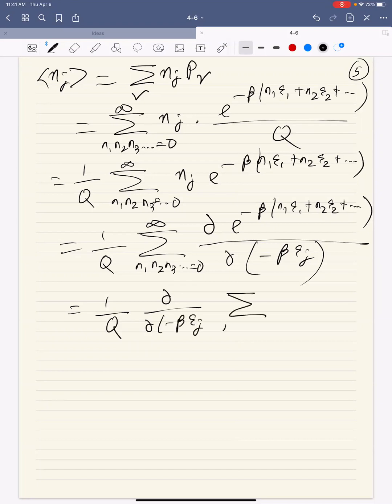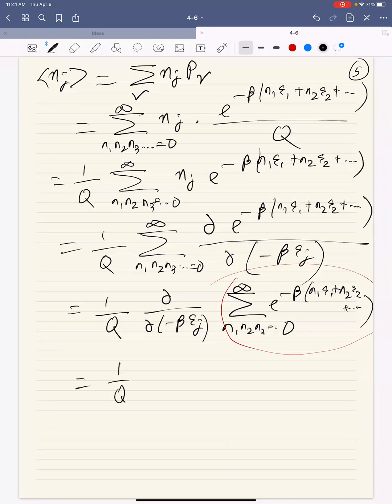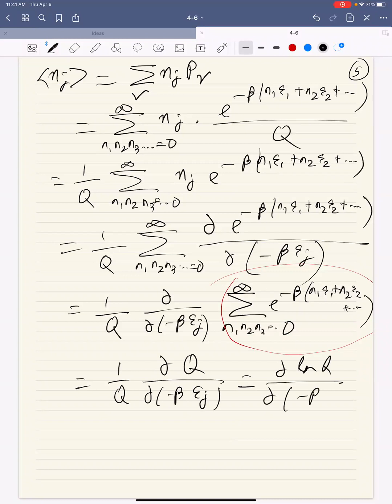Of summation n1, n2, n3, e to the power minus beta (n1 epsilon 1 plus n2 epsilon 2 plus dot, dot, dot). Does this summation have a name? Come back to StatMech. It's Q, right? Just summation of exponential is always Q. So what we have is 1 over Q partial Q by partial minus beta epsilon j is equal to partial ln Q by partial minus beta epsilon j.